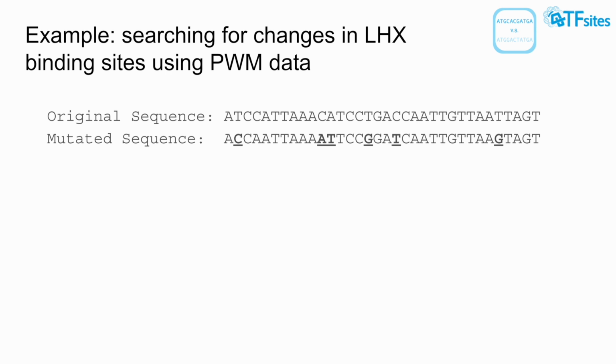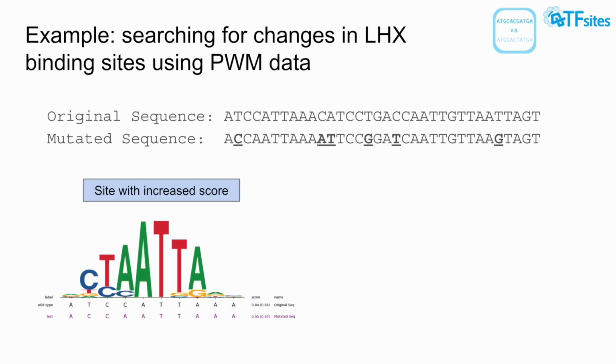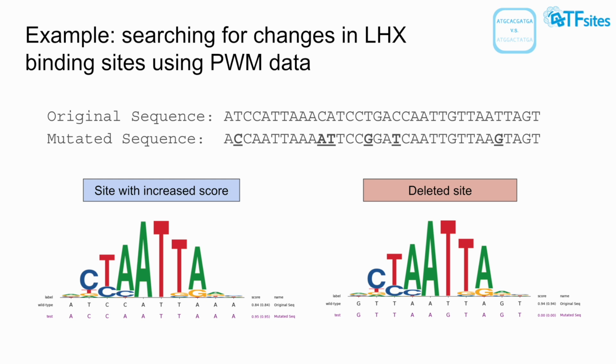Similarly, we can perform another analysis instead using PWM data to search for changes in LHX binding sites. Instead of scoring the sites using a binding site definition, we use the motif. So here we have an example of a site that is optimized, so its score is increased, and another where the site is deleted.